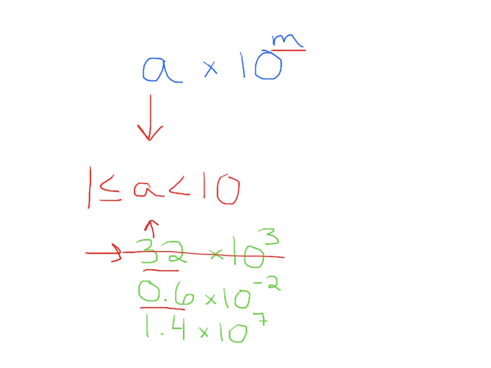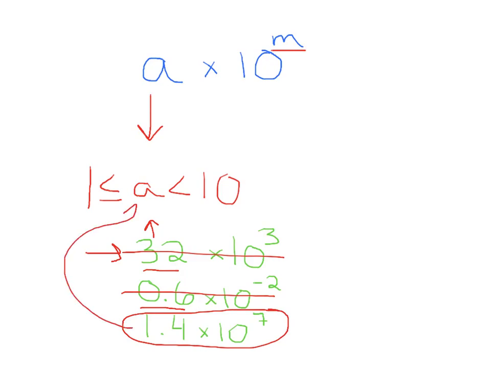Is 0.6 between 1 and 10? No, it is not, because it's less than 1. Which leaves us with this last one. This is proper scientific notation because the front number is in between 1 and 10. So there we go.